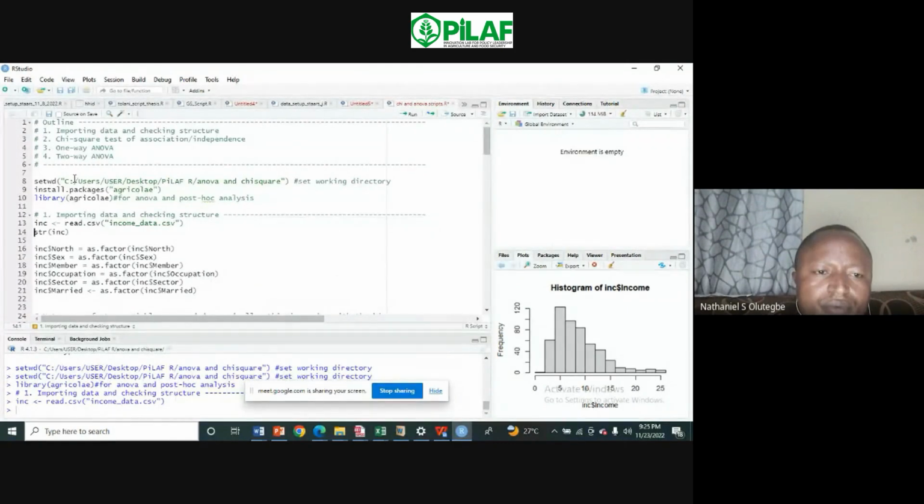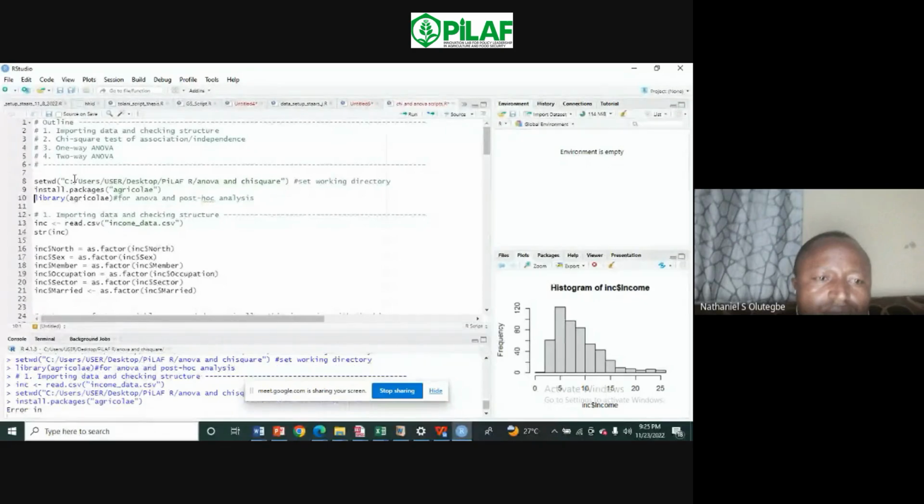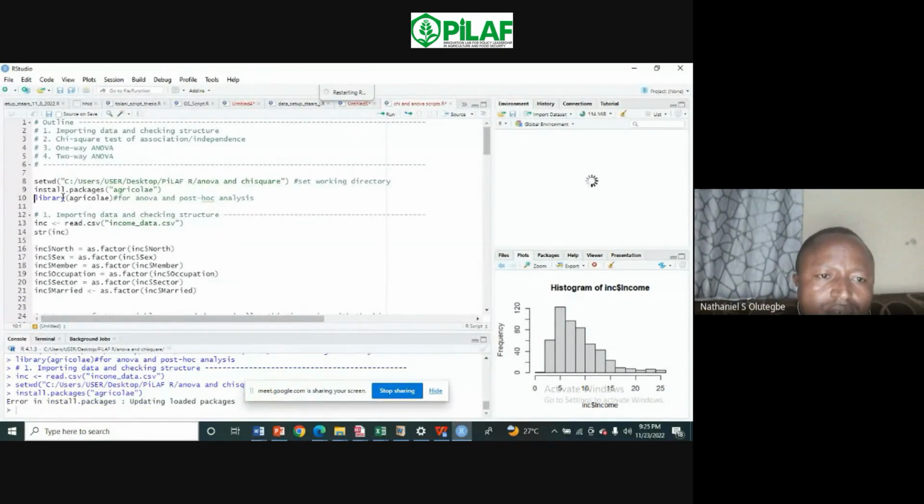Let me start all over. I think I made a mistake there. So the name of the object is income, INC. The data set from my working directory is the income data, and that's exactly what you should also have downloaded. So, reading it, you have it.